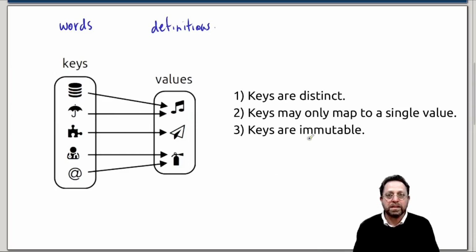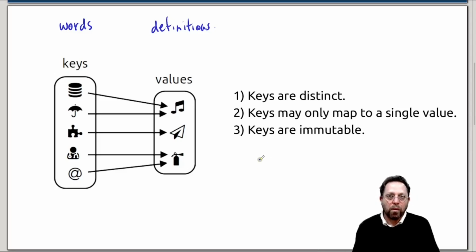Third, keys must be immutable. So that has to do with how Python stores the dictionary internally. In order to be efficient, it has to be guaranteed that a key is not going to change once the dictionary has been created. So it uses that guarantee to create an efficient implementation of the dictionary type. So keys must be immutable.